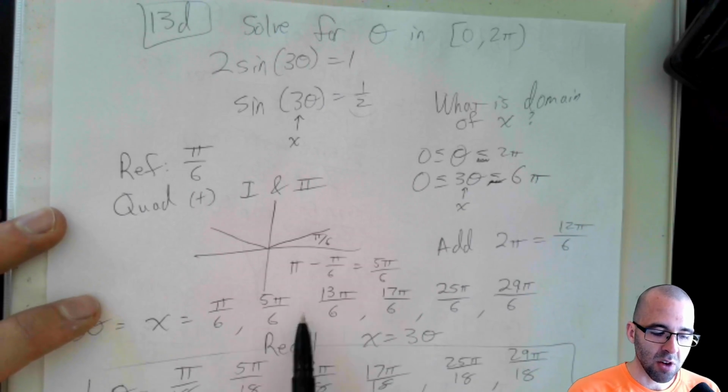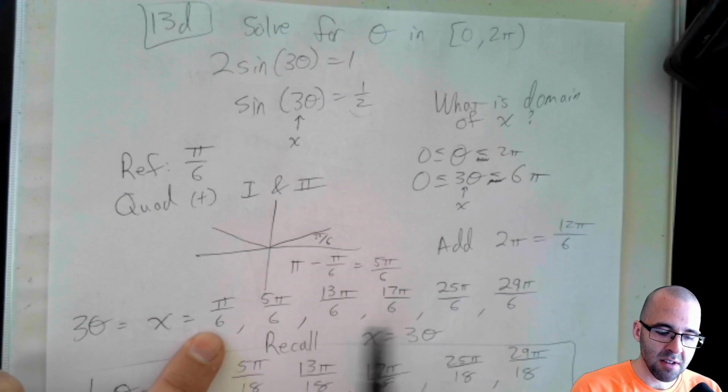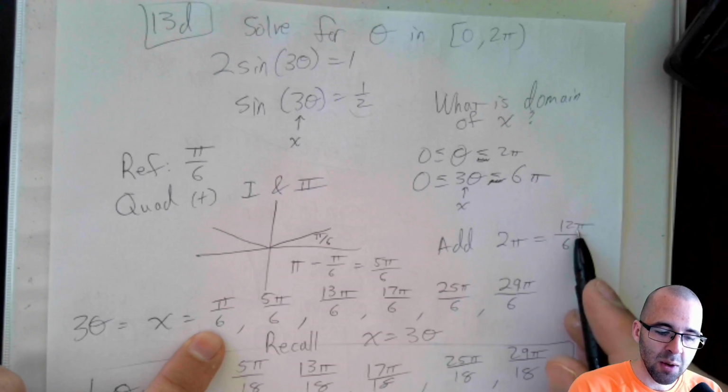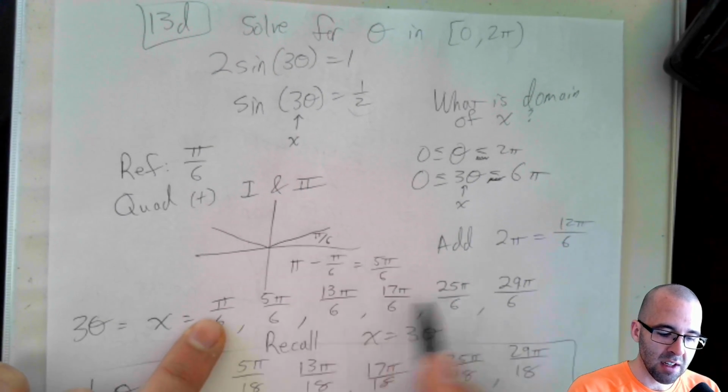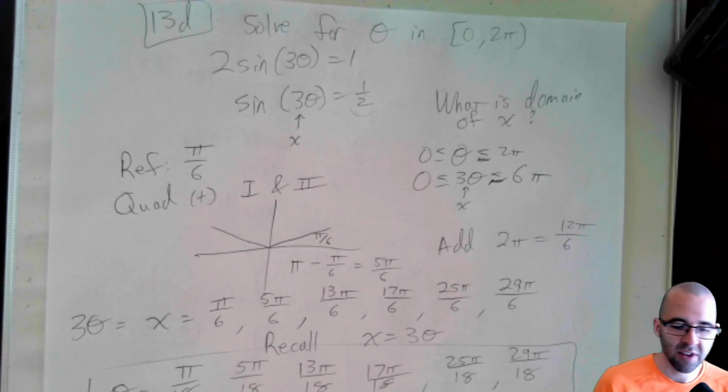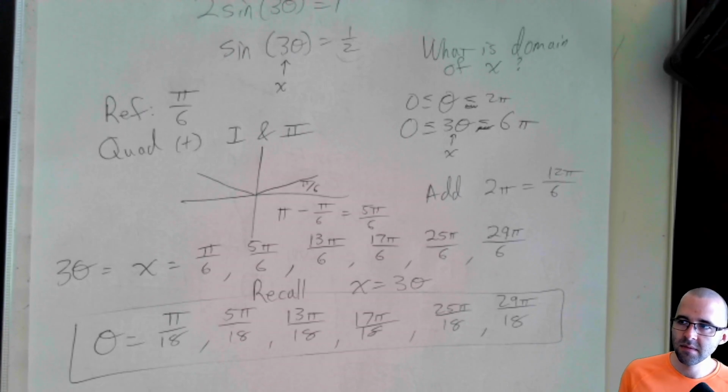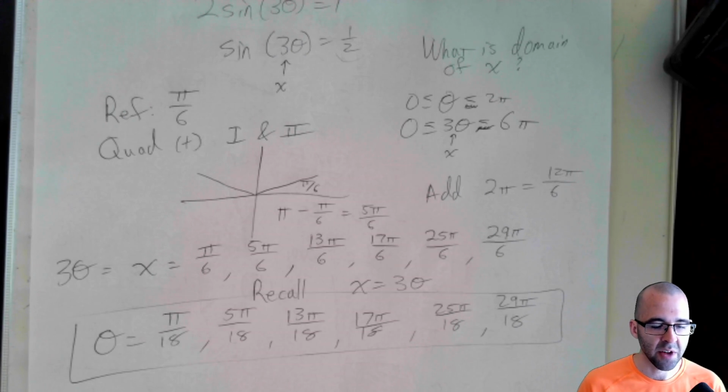And so to quickly get these answers, we added 2 pi, which is 12 pi over 6. That's where we got 13 and then 25. Good. Thanks for asking. Any other questions? We can maybe do one more problem today.